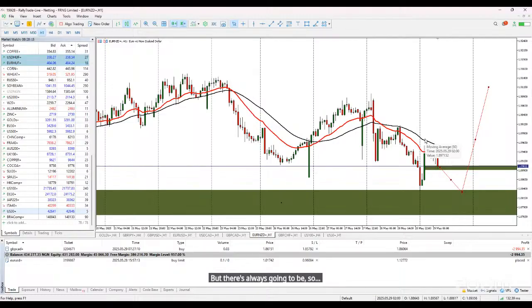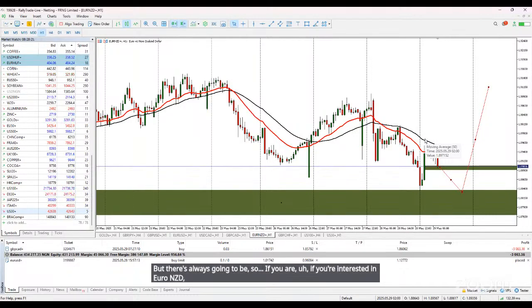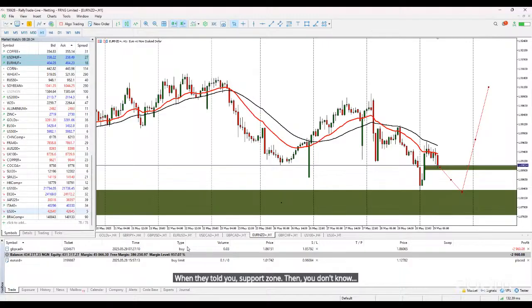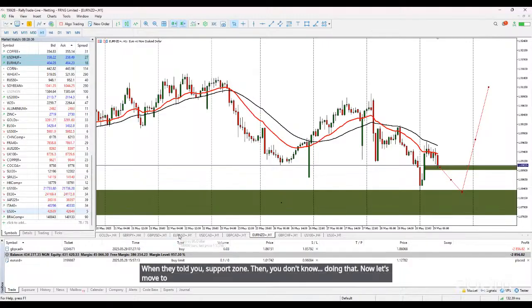So if you're interested in Euro NZD, then we all know what to do here. We know what to do, take advantage of the trade when it touches the support zone. Now let's move to our Euro USD.